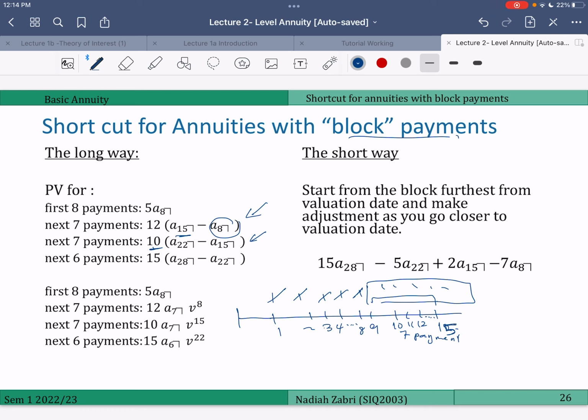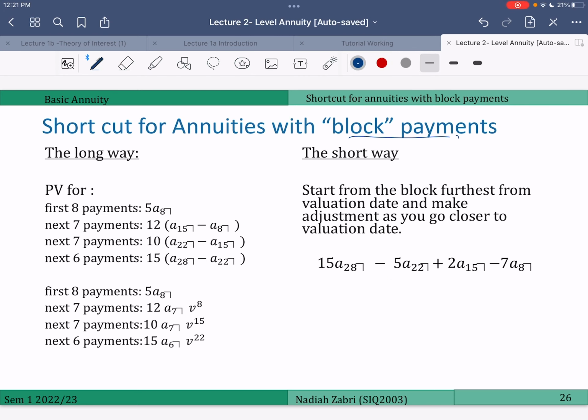So the last 7 payments, this block will run from time 16 to time 22. So the 15 and below will be removed. Here it's removed, right? Okay, so I hope you see what's going on here. And then the next payment will also be the same. So that is a long way. Actually, there is a shorter way.